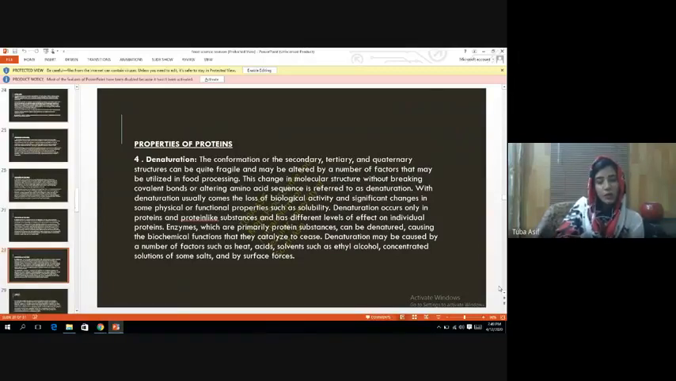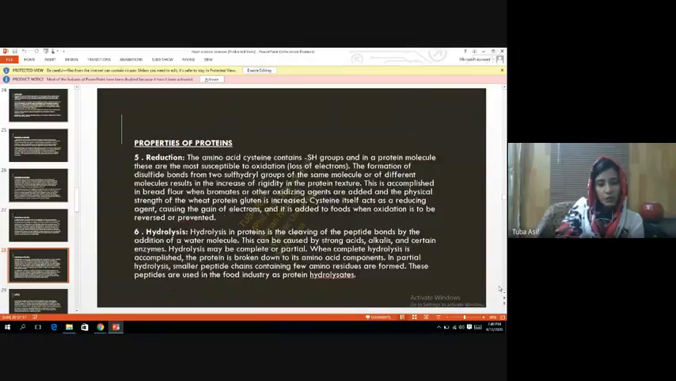Oxidation and reduction is also an important property of protein, in which there are various subgroups in a protein molecule that are susceptible to oxidation, and disulfide bonds form between two sulfhydryl groups of the same molecule or different molecules, which may increase the rigidity of the protein texture.